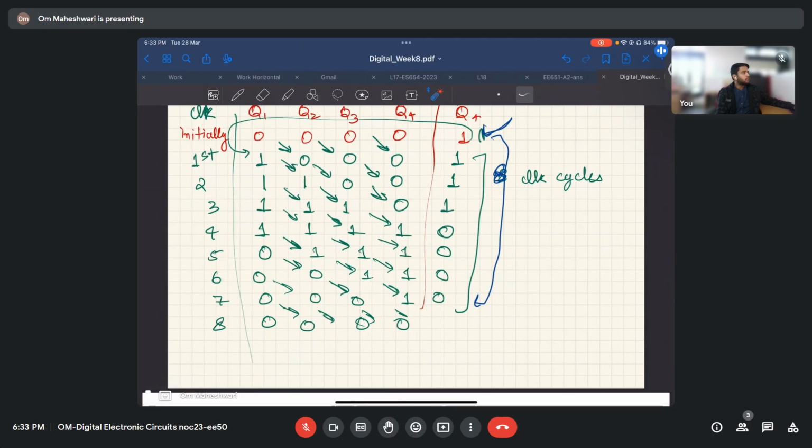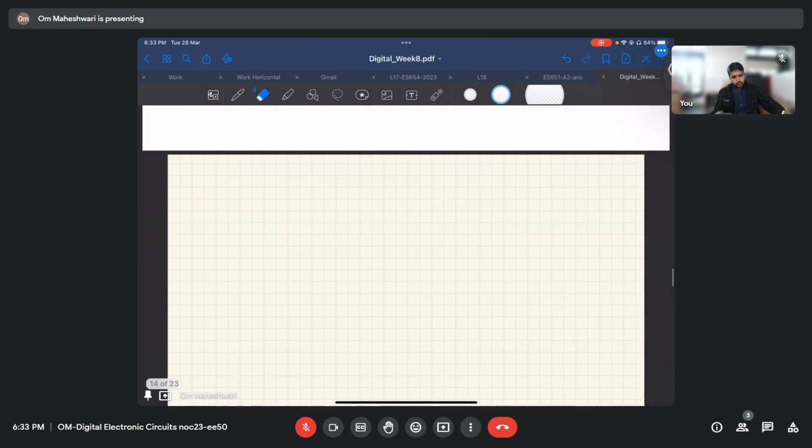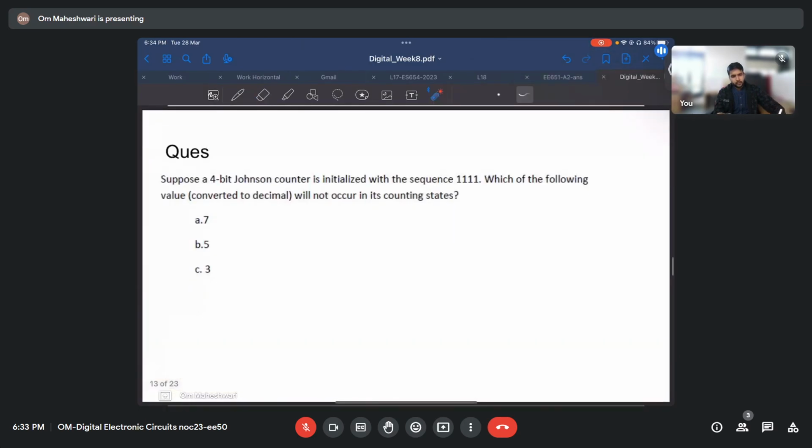Let us see the next question now. I'll wait a few minutes for you guys to do this first because it is easy. We just saw the Johnson counter. Suppose a 4-bit ring counter is initialized with the sequence given. Which of the following values will not occur through its counting states?